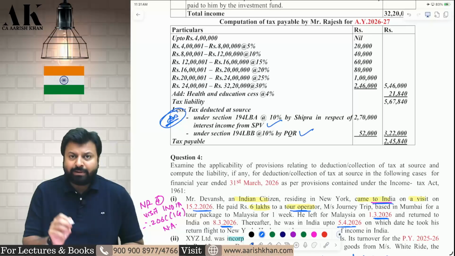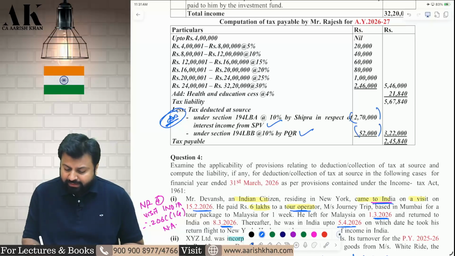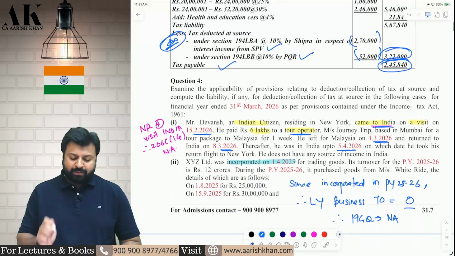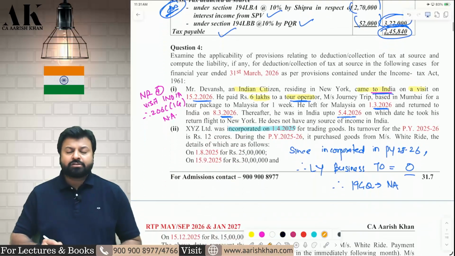These small things matter in the examination. So you have to take credit of these two items, and after that whatever amount comes, that will be called tax payable. I hope it is clear to all of you. Next question we will go ahead.